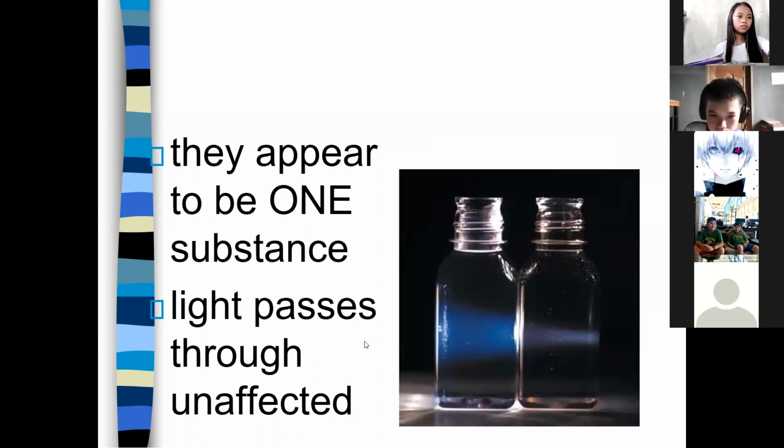And you can also consider that substance a homogeneous mixture when light passes through, and light passes through unaffected. Because if there is already the affecting of the light as it passes through the solution, then that is not anymore a homogeneous mixture. Rather, you can call it a heterogeneous mixture. Okay?